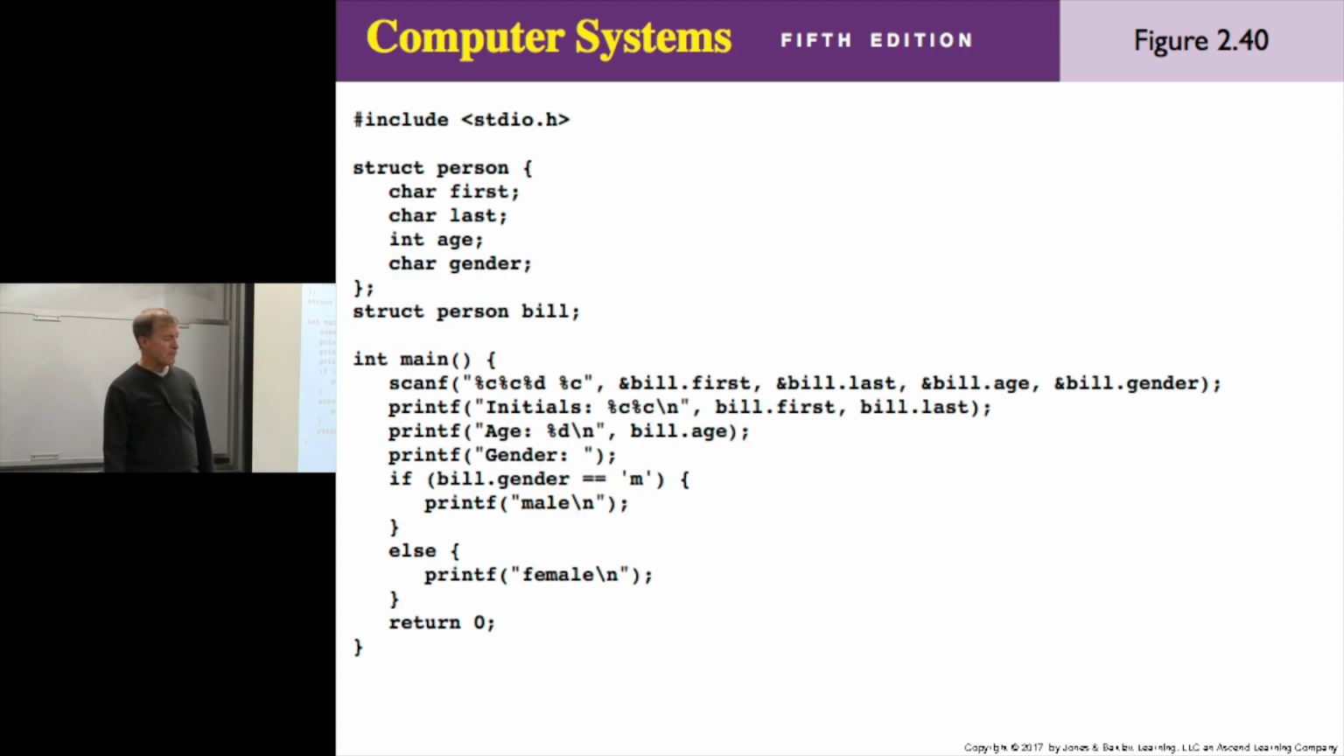Then in figure 2.40 is a struct. So a struct is like a class, but usually without, well, there are no classes in C. C is not object-oriented.